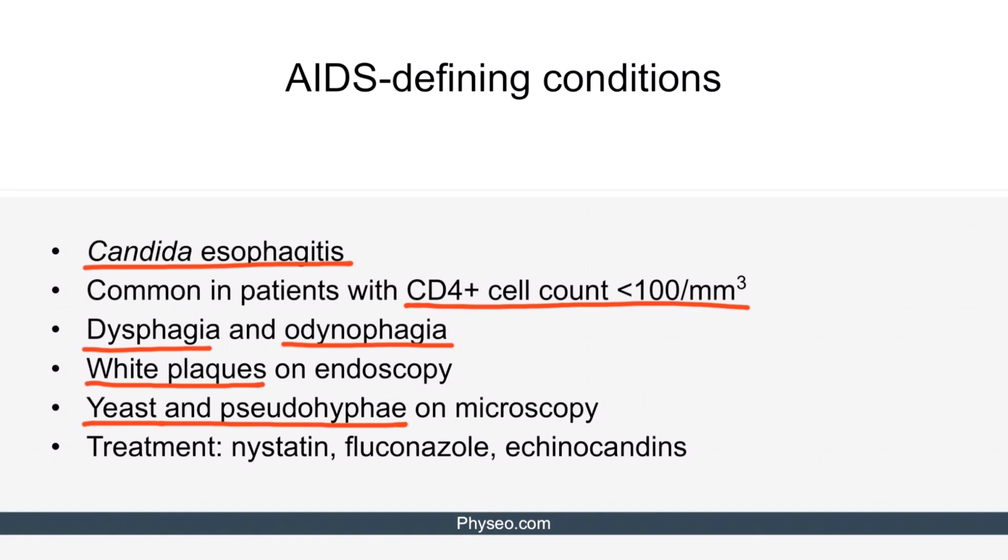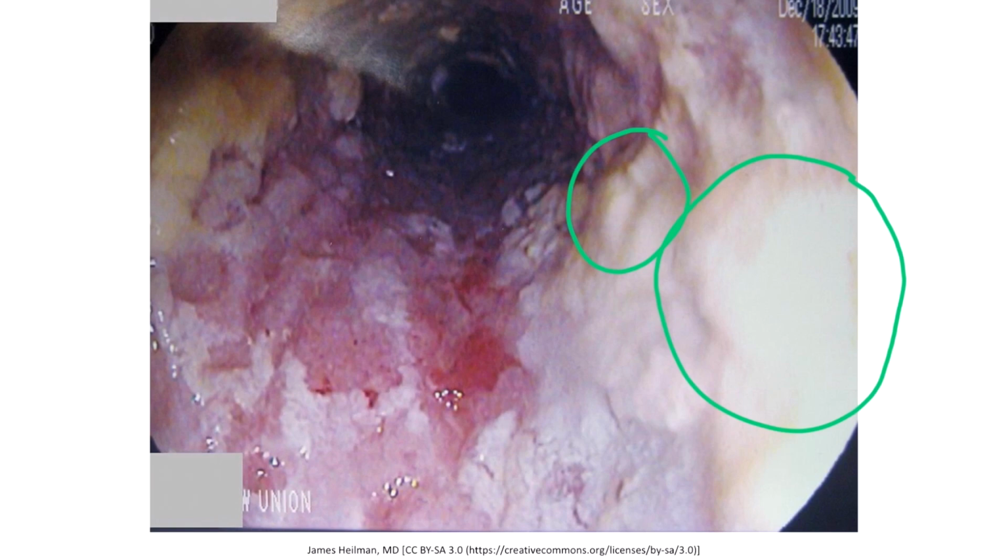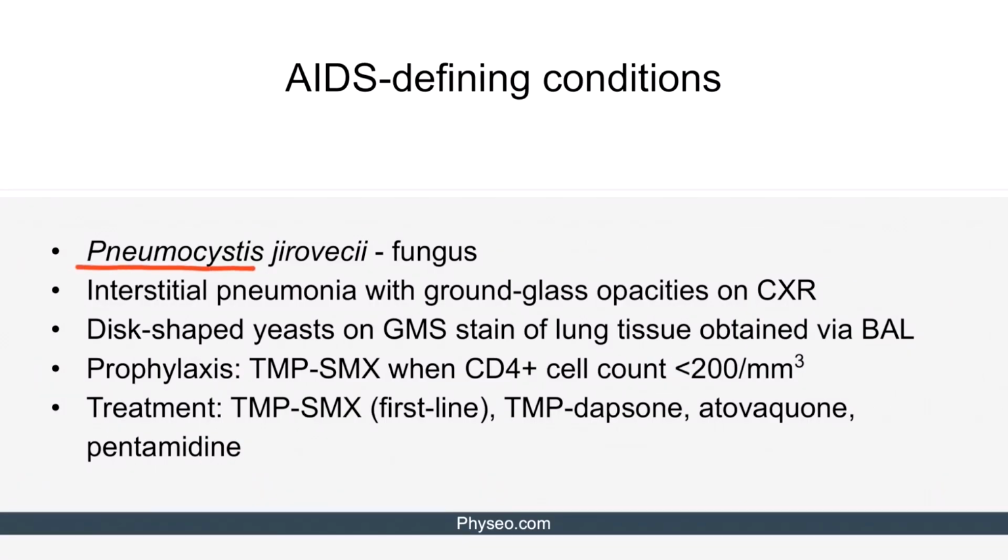Now, treatment for Candida esophagitis is nystatin, fluconazole, or echinocandins. Here we see multiple white plaques on the esophageal mucosa characteristic of Candida esophagitis. Let's discuss Pneumocystis jirovecii. Pneumocystis jirovecii is a fungus, which usually causes interstitial pneumonia with ground glass opacities on a chest X-ray.